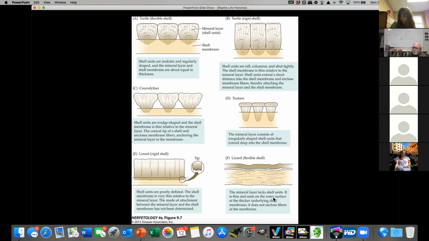There are some lizard species that do lay rigid eggs. One of these is the geckos, the true geckos in the family Gekkonidae. And as a result, these also have shell units, but they're not as well defined as they are in the other groups. They just basically make this solid mass of shell that surrounds the membrane.